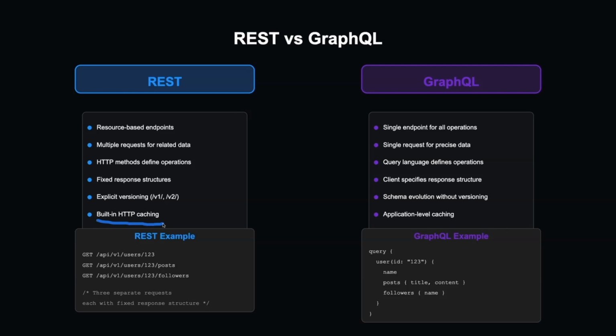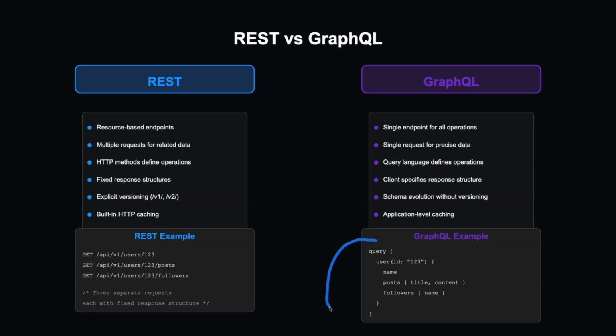And you can use the headers on the requests to leverage the HTTP caching on RESTful APIs. Now, if we compare that to GraphQL APIs, it comes with a single endpoint for all operations. So mostly it is /GraphQL or /some API endpoint that is commonly used for all operations. And in this case, we will use a single request to get the precise data that we need, and we will use the query language of GraphQL.